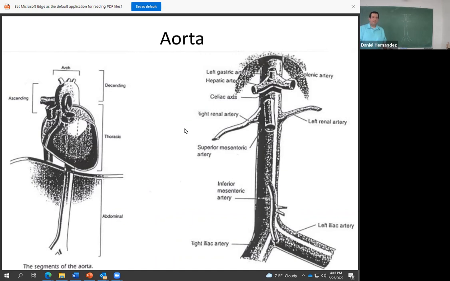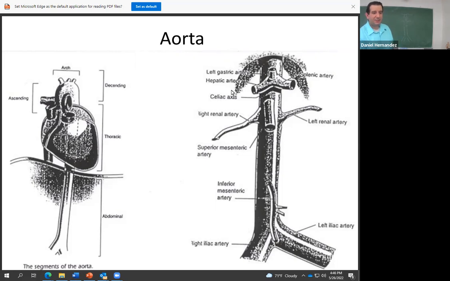So this is a nice little schematic, or drawing, showing here, first off, our diaphragm, and then the aorta passing through an opening in the diaphragm, and then our proximal aorta, and then our celiac axis. And you can see the branches of the celiac axis. We have our hepatic artery, left gastric artery, and our splenic artery.